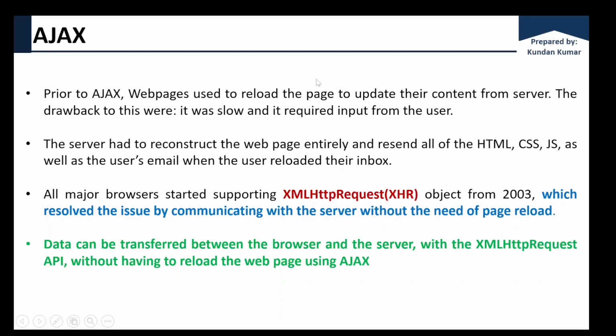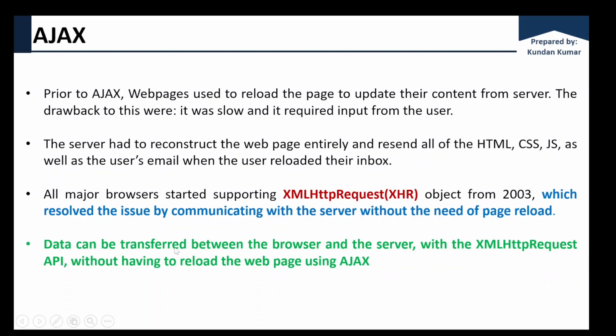Prior to AJAX, web pages had to reload to update their content from the server. The drawback was that it was slow and required input from the user. The server had to reconstruct the web page entirely and resend all of the HTML, CSS, and JS, as well as the user's email when the user reloaded their inbox. So all major browsers started supporting the XMLHttpRequest, also shortly called the XHR object, from 2003, which resolved the issue by communicating with the server without the need for a page reload.